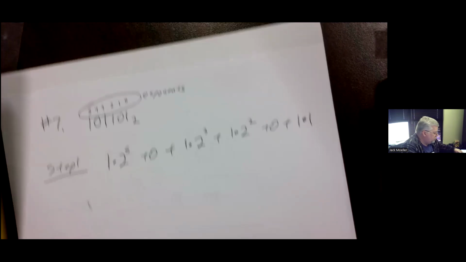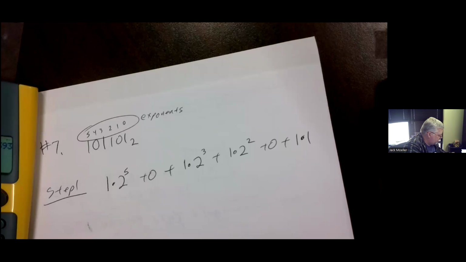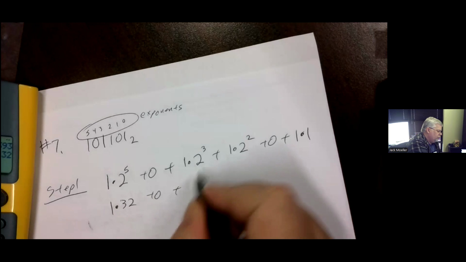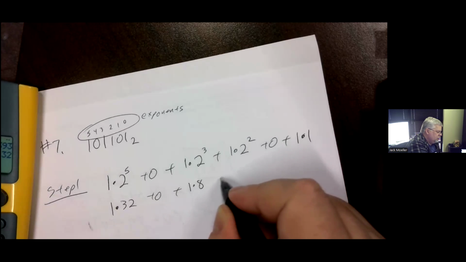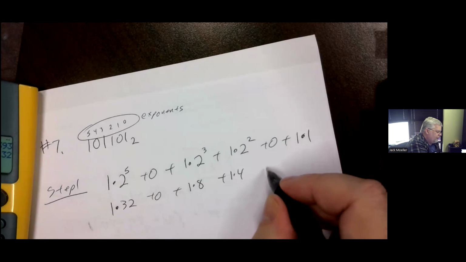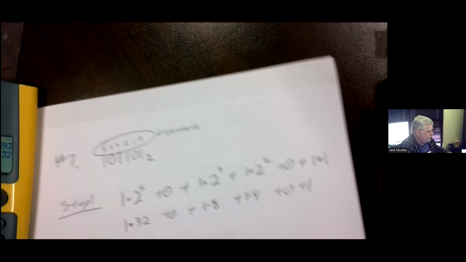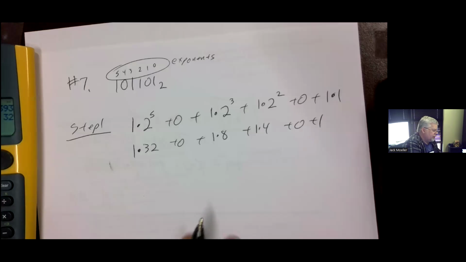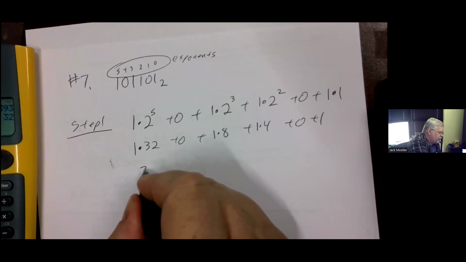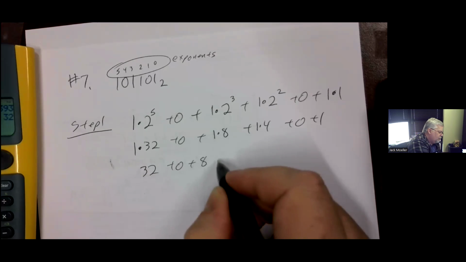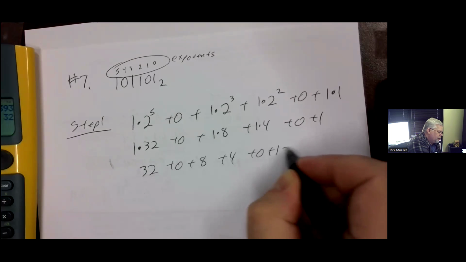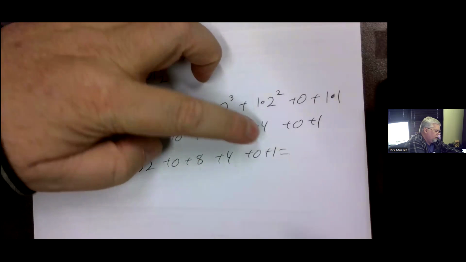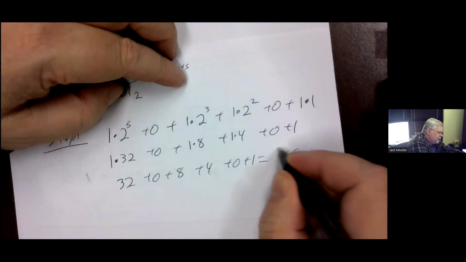So now let's do some arithmetic. 2 to the 5th, what is that, 32? Yeah, so that's 1 times 32, plus 0. 2 to the 3rd is 8. 2 squared is 4. And again, if you want to go ahead and do 1 times 32 without writing that step out, that's fine. I'm just writing out every step for the notes. I don't want to skip a step that people might need. And then just add all those up. So what's that? 40 plus 5, so 45. Base 10.